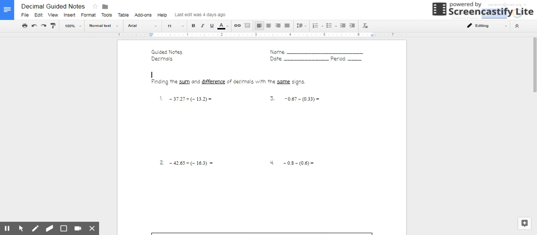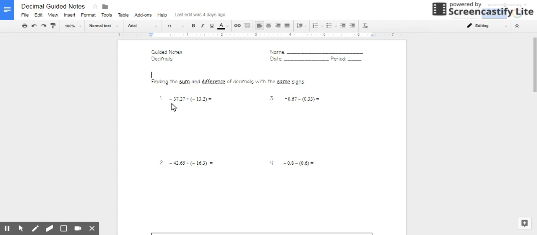We are going to be finding the sum and difference of decimals. So looking on the first page, please have your notes out with you and follow along. We're going to be finding the sum and difference of decimals that have the same signs. Remember, same signs means that both numbers are either positive or both numbers are either negative.